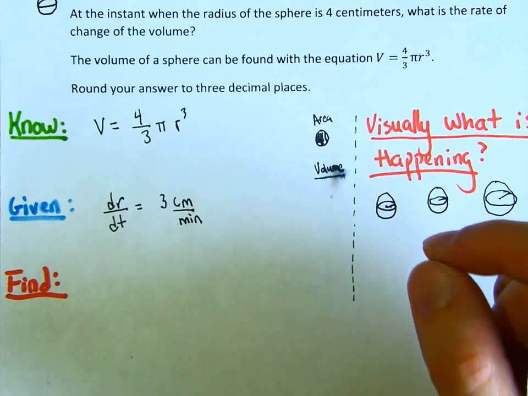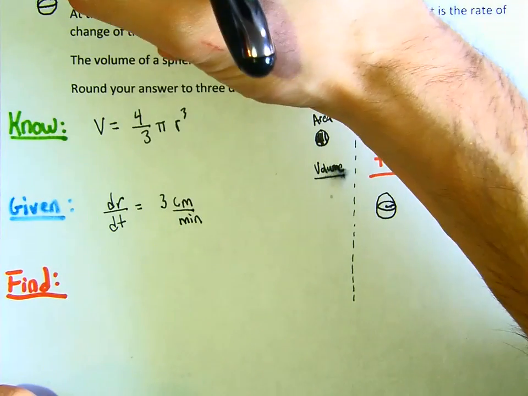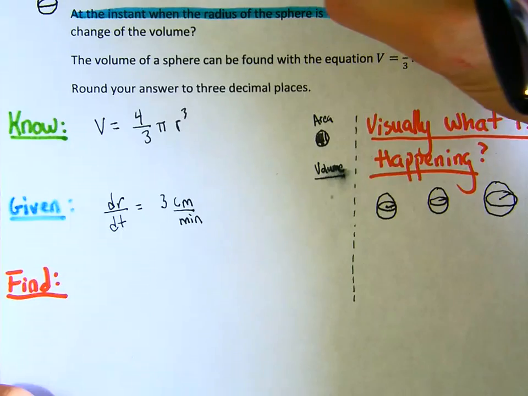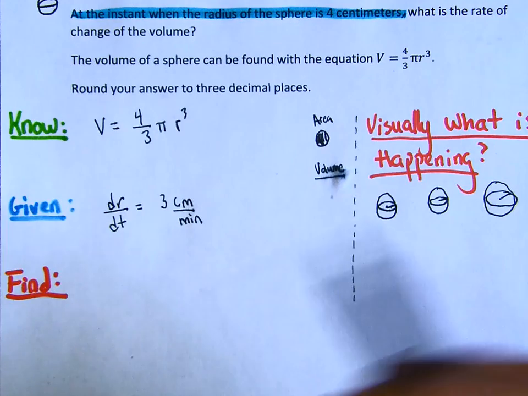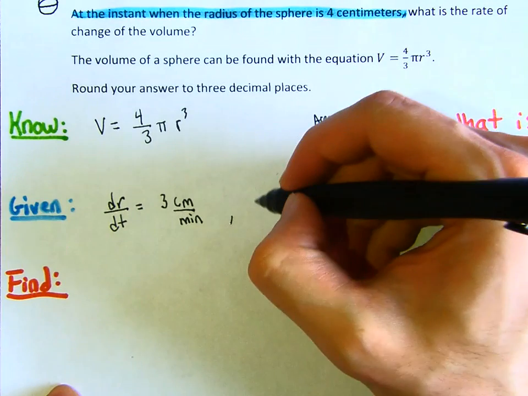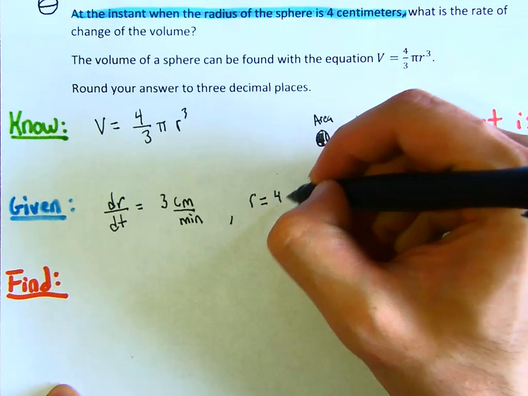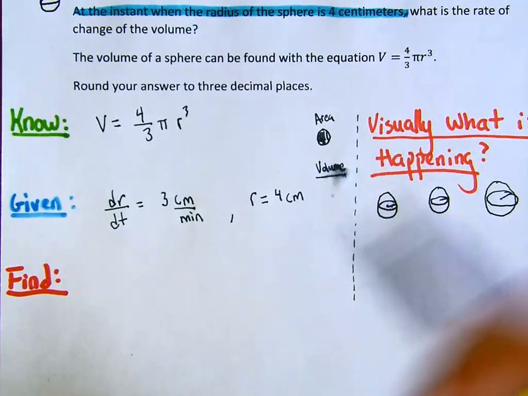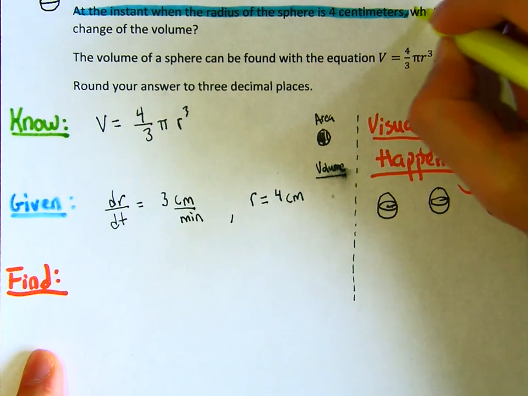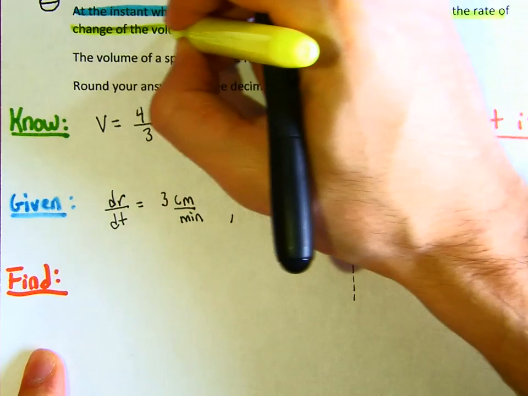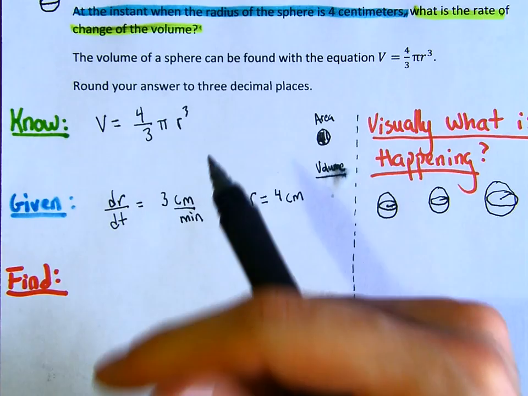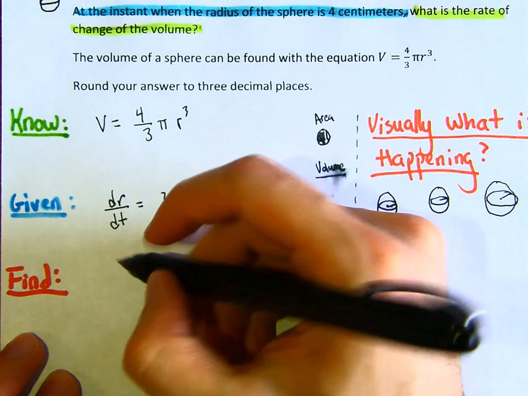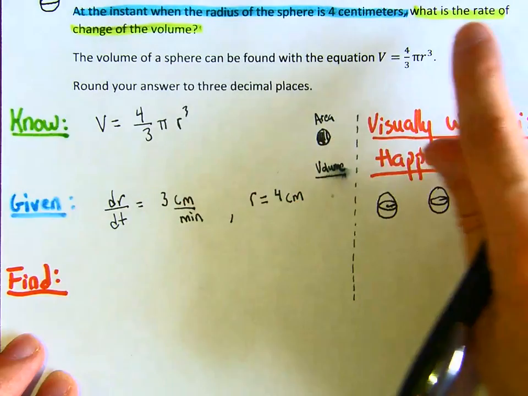Okay, let's look at the next one. It says at the instant when the radius of the sphere is 4 centimeters. So at an instant, your radius is 4 centimeters. What is the rate of change of the volume? That's the question we need to ask. So now the question is, how do you translate the yellow?